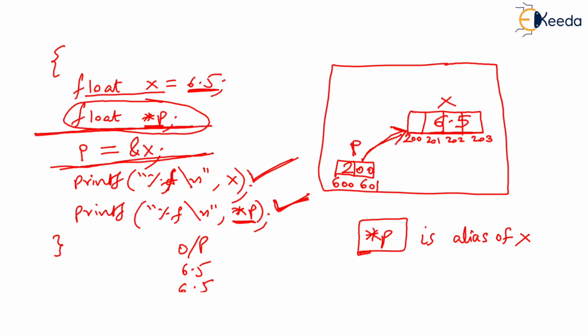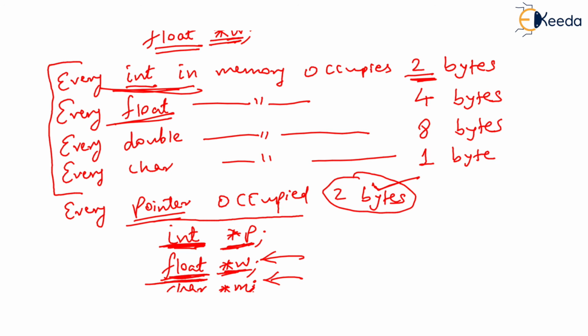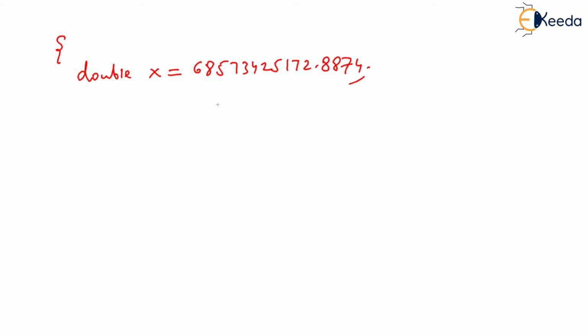Let's try to understand it further with one more example. Okay, so I'll use the same page here. I'm writing a small code here, and let's check what will happen. Suppose I have double x. So x is a double variable equal to, let's say, 68573425172887. And then I have a pointer of double type. Just check, this p is a pointer of data type double.